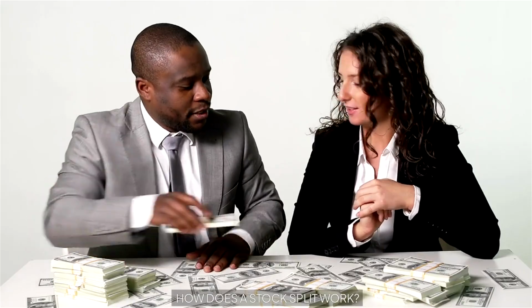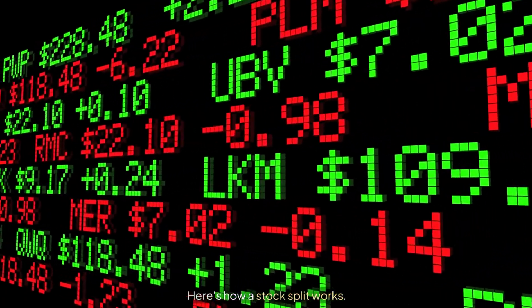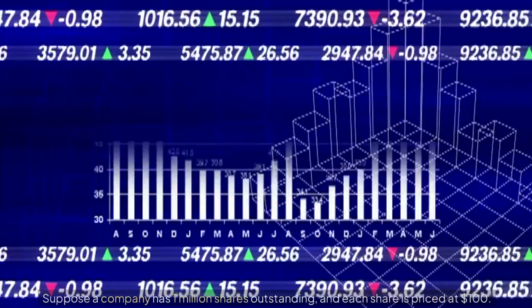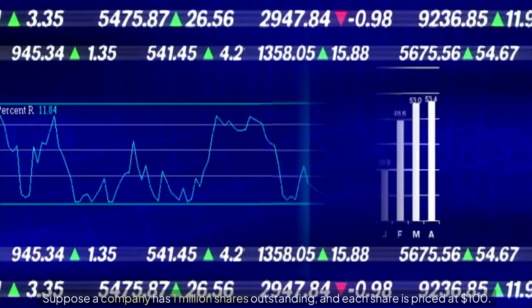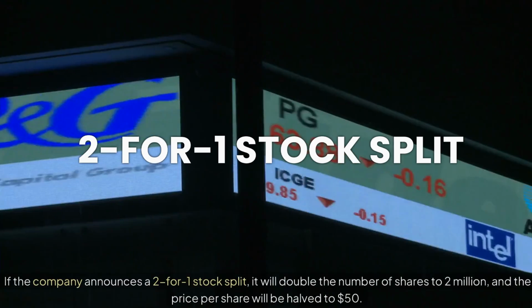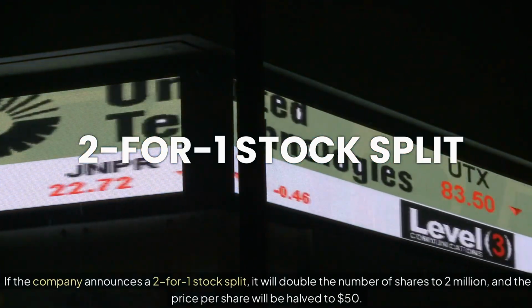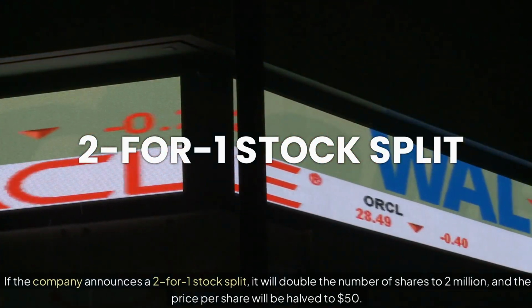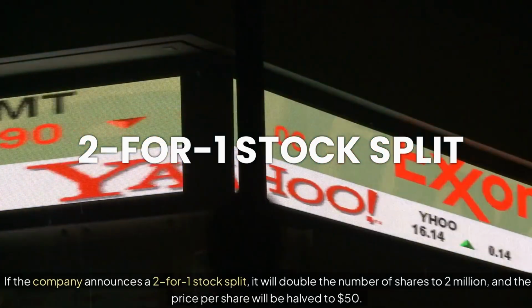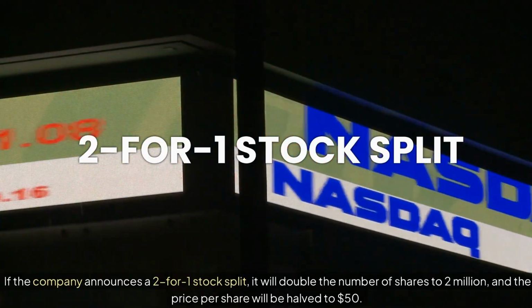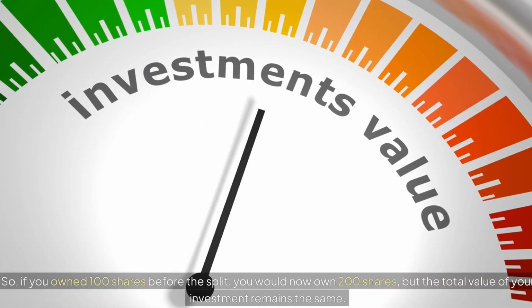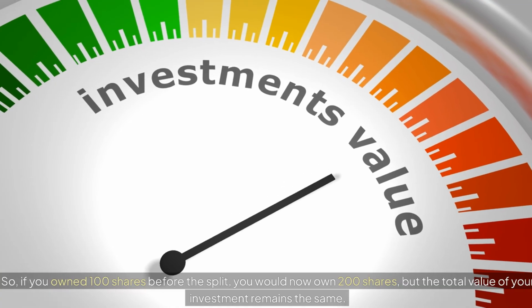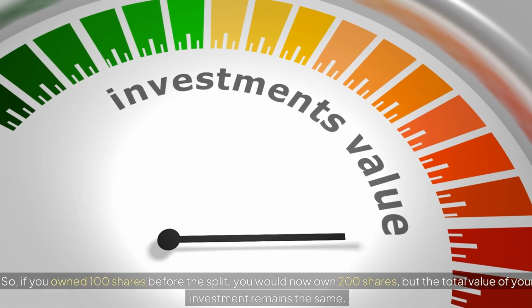How does a stock split work? Here's how a stock split works. Suppose a company has 1 million shares outstanding, and each share is priced at $100. If the company announces a 2-for-1 stock split, it will double the number of shares to 2 million, and the price per share will be halved to $50. So, if you owned 100 shares before the split, you would now own 200 shares, but the total value of your investment remains the same.